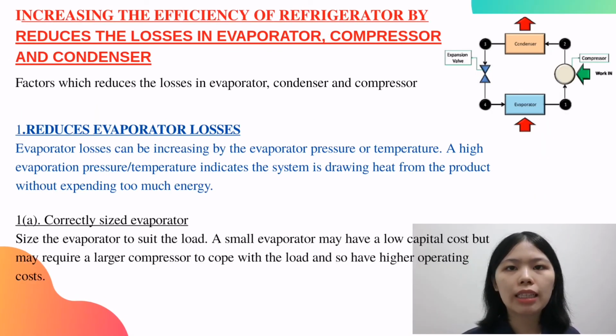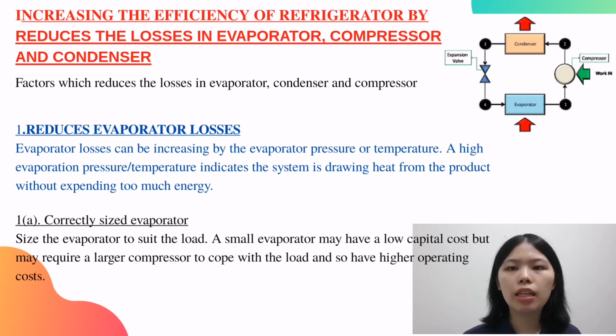Now I want to discuss the suggestions for system improvements. To improve the efficiency of the refrigerator, we need to reduce the losses in the evaporator, condenser, and compressor. So now we look at the factors which reduce the losses in the evaporator, condenser, and compressor. First, we need to reduce the evaporator losses. Evaporator losses can be reduced by increasing the evaporator pressure or temperature. A high evaporation pressure or temperature indicates the system is drawing heat from the product without expending too much energy.